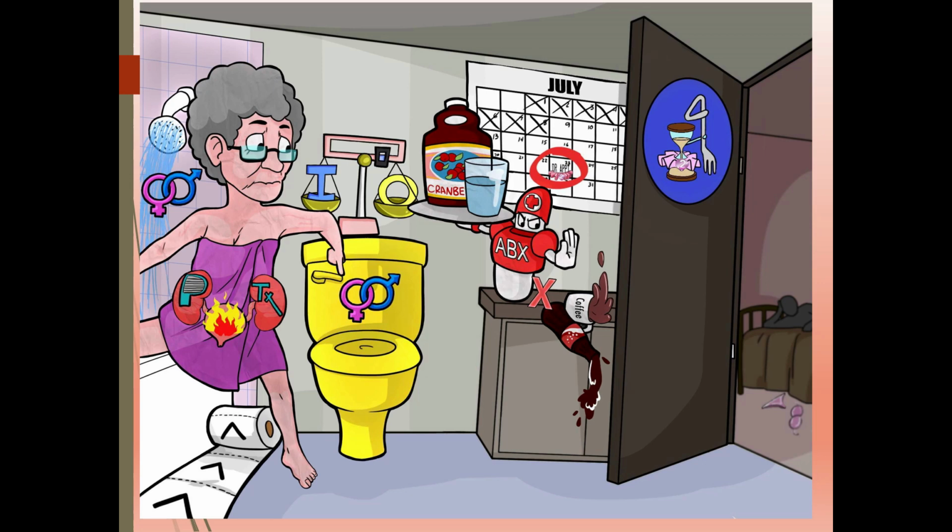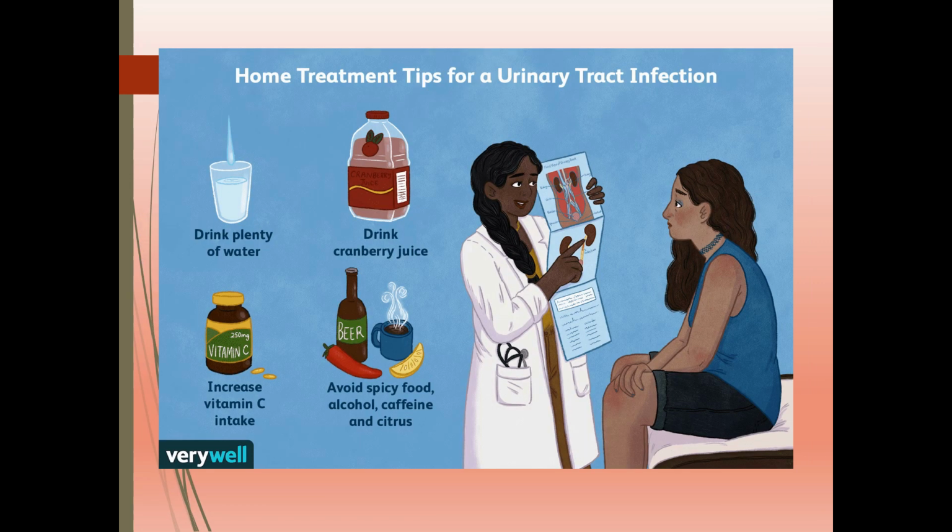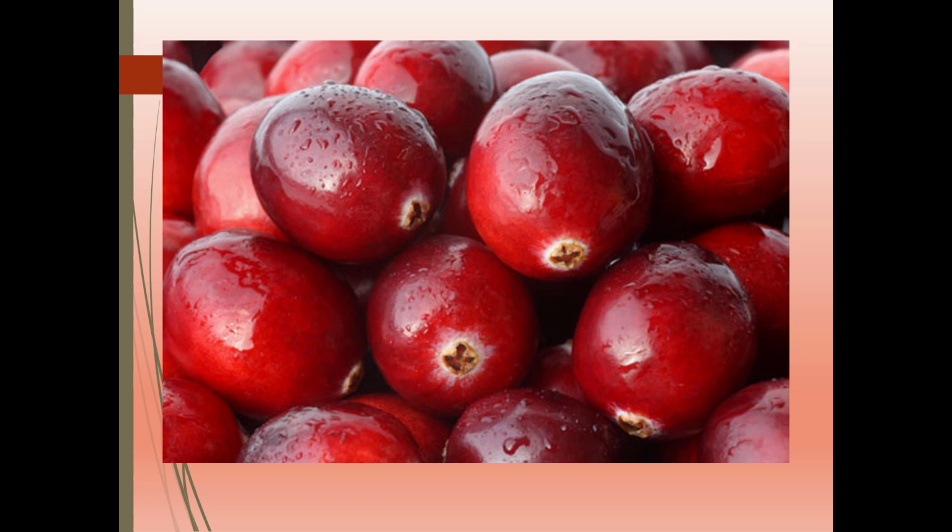So they are supposed to urinate every 2 to 4 hours. And home remedies like cranberry juice can be taken, and antibiotics should be taken after culture sensitivity, okay. So these are some home tips: drink plenty of water, drink cranberry juice, increase vitamin C intake, then avoid spicy foods, alcohol, caffeine and citrus. So now this is the image showing a cranberry picture.